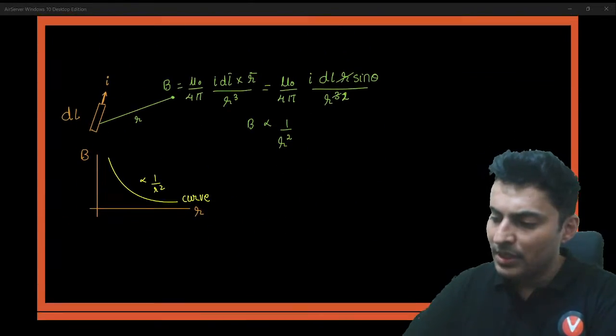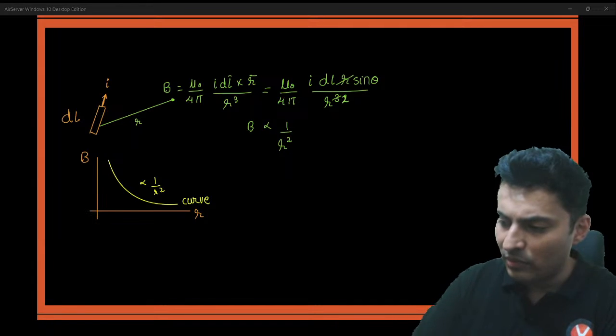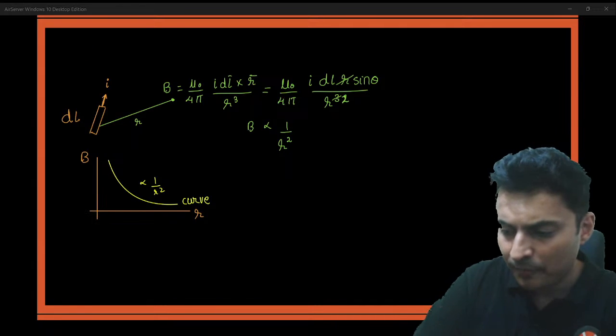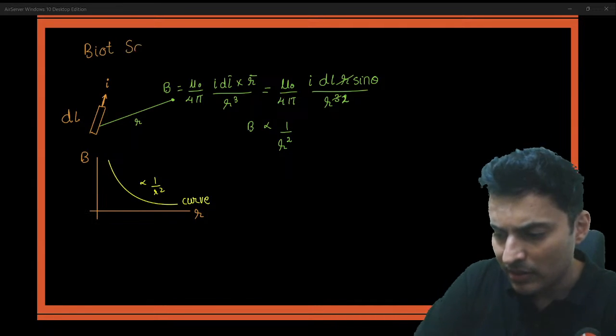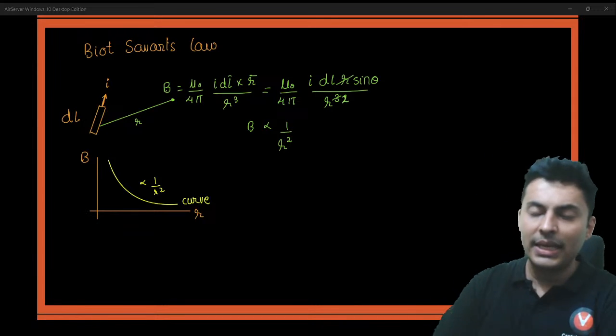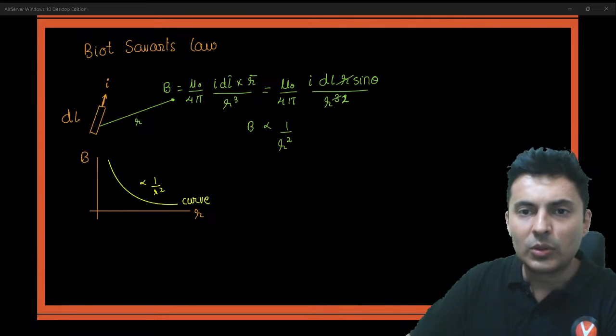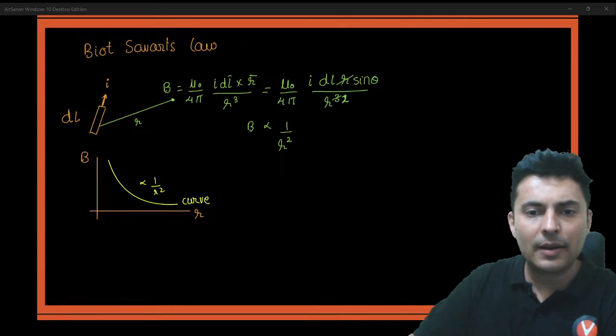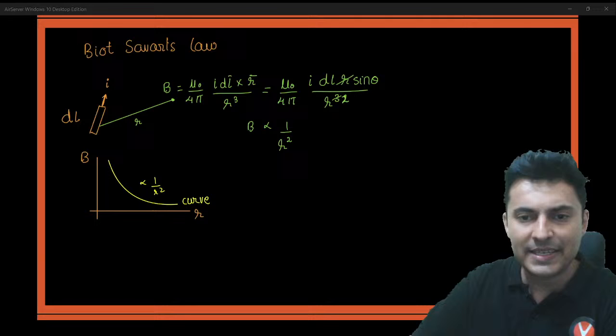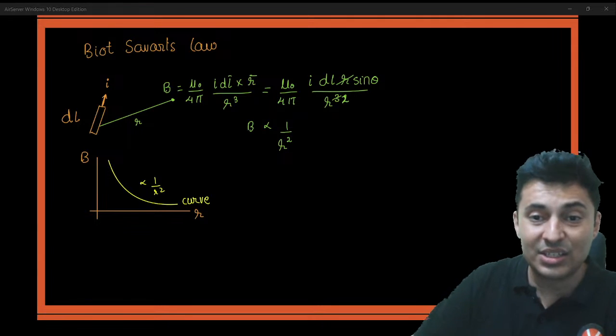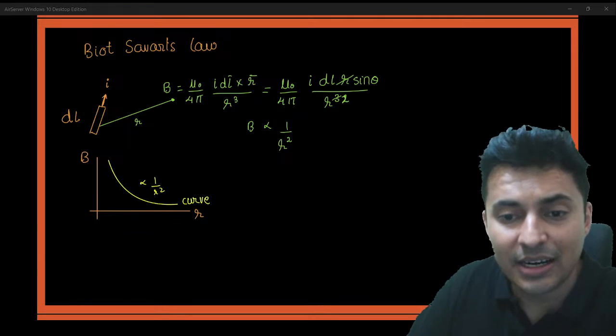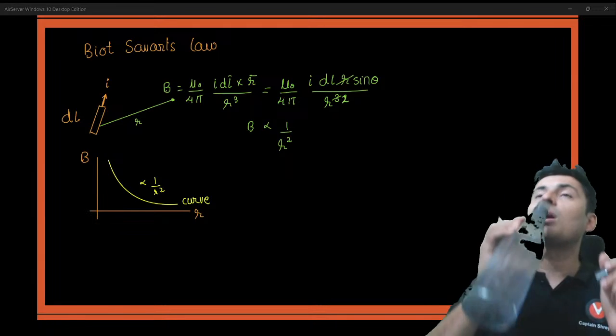Right. So we have done this also. This was your Biot-Savart's law. Okay, this is also done. So the next thing in your NCERT is with regards to solenoids. We'll come to that also.